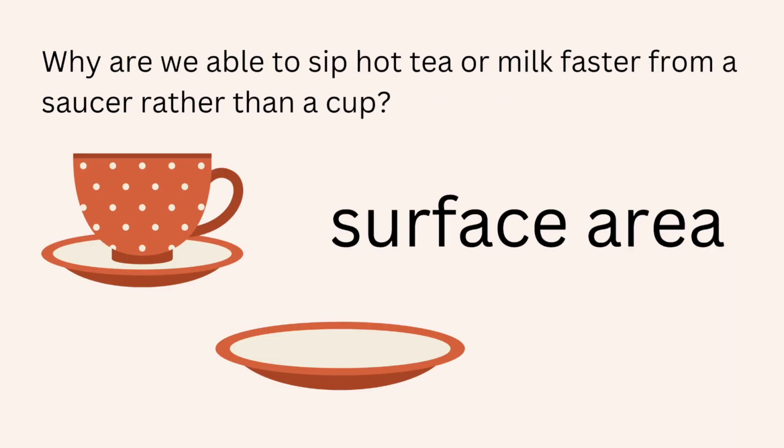Why are we able to sip hot tea or milk faster from a saucer rather than a cup? Basically the concept of cup and saucer. You are able to sip hot tea easily from a saucer because a saucer has a larger surface area when compared to the teacup. And as you obviously know, larger surface area means faster rate of evaporation. So it gets cold easily. It loses its heat very easily since the surface area is high. That is why we are able to drink it faster in a saucer than in a cup.